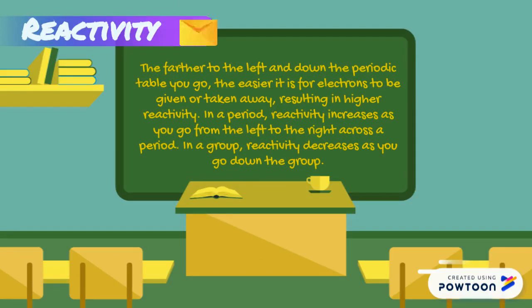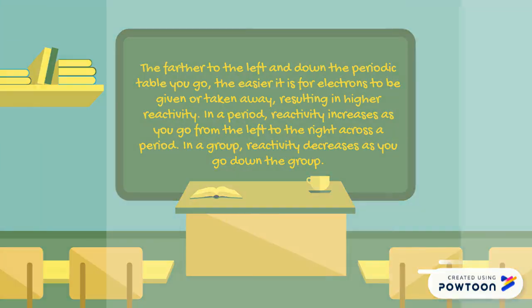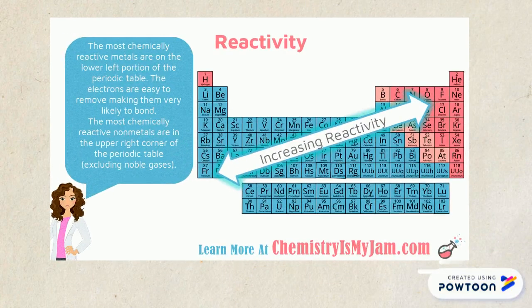In a period, reactivity increases as you go from the left to the right across a period. In a group, reactivity decreases as you go down the group. The most reactive metal is cesium. However, the most reactive non-metal is fluorine.